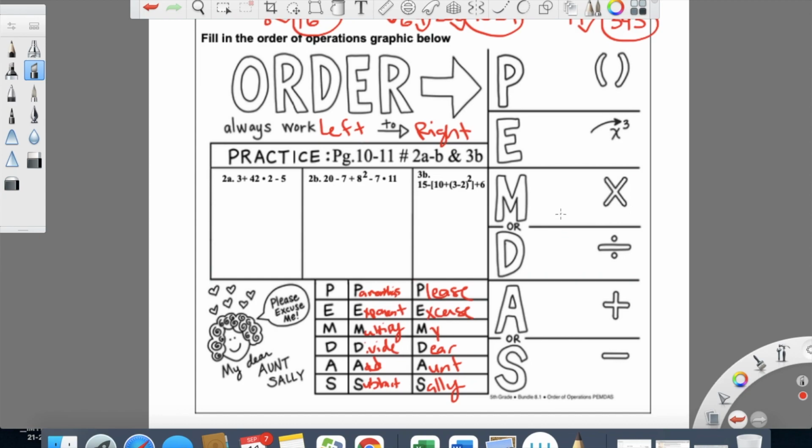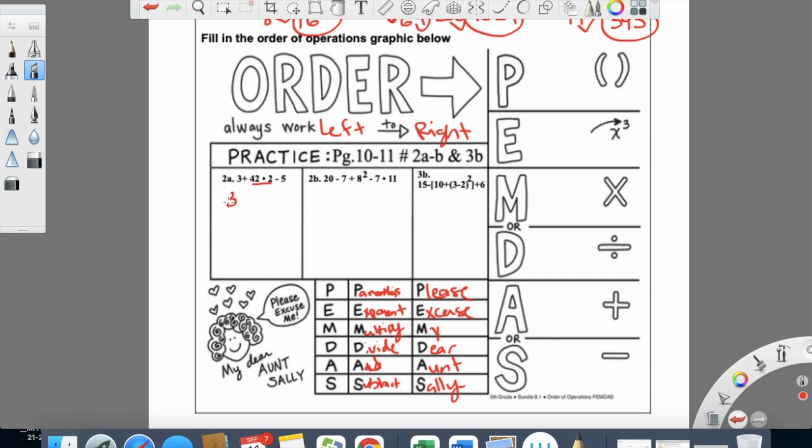All right, so let's go ahead and practice some of these. So we have 3 practice problems here. And again, remember we're going from left to right, and we're just going to go down the order of operations. So first we're going to look for parentheses here. I don't see any parentheses, so we're going to move to E for exponents. I also don't see any exponents in this problem, so we're just going to keep right on moving. Now we're looking for multiplication or division from left to right. So when I go here, I have 3 plus 42 times 2. There's some multiplication right there.